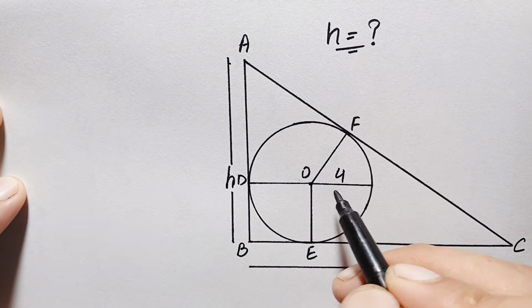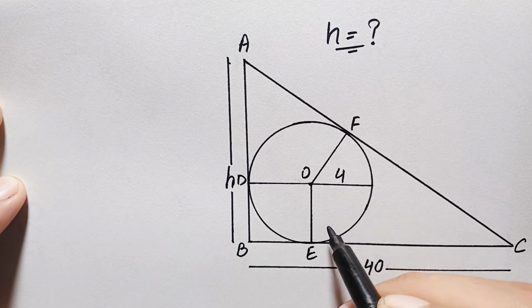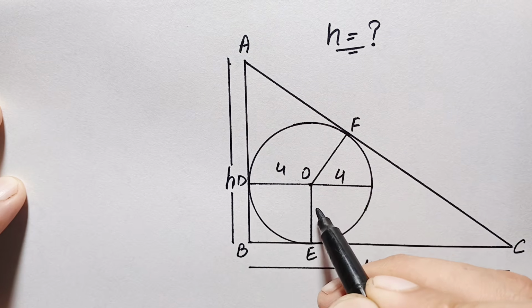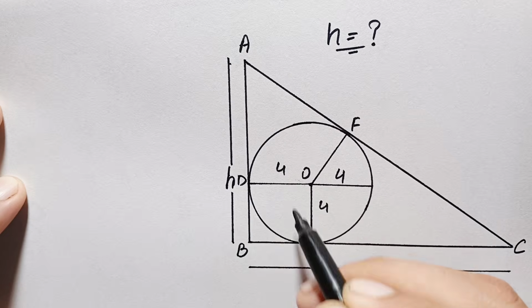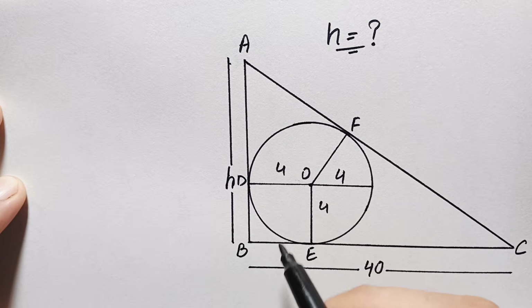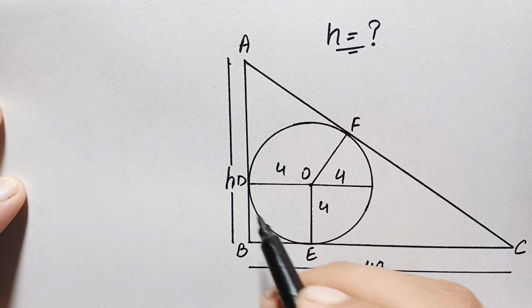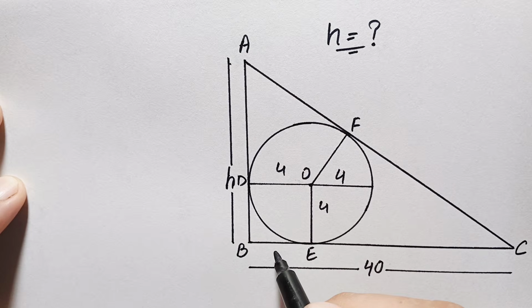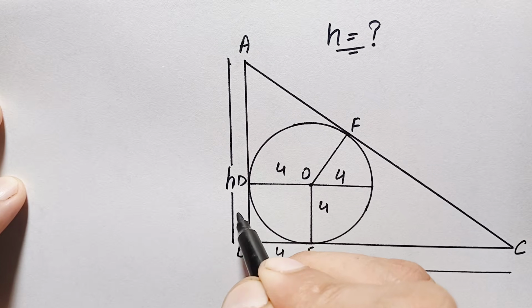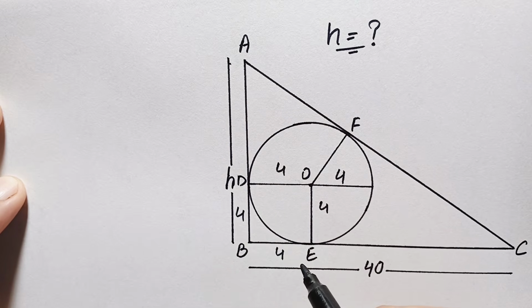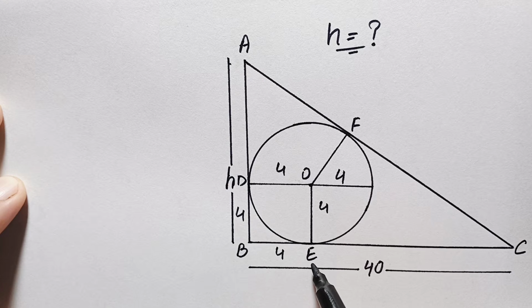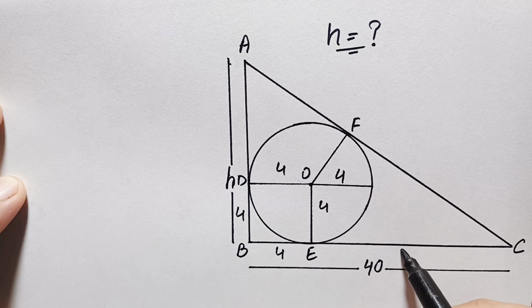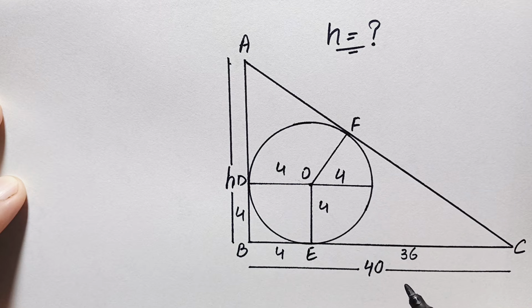Now as the radius of this circle is 4 units, these two radii will also be 4 units. Now look at this figure DOEB. It makes a square, and as we know all sides of a square are equal, the lengths of these segments will also be 4 units. Now the length of BE is 4 units and the length of BC is 40 units. So what will be the length of EC? This will be 40 minus 4, which is 36. So this length will be 36 units.